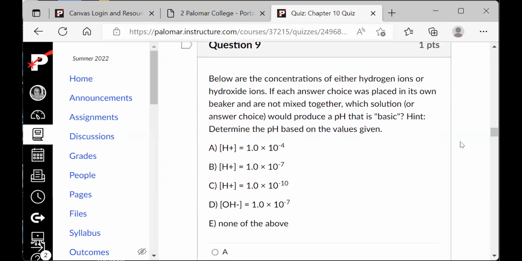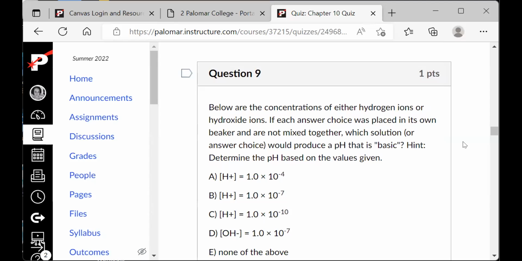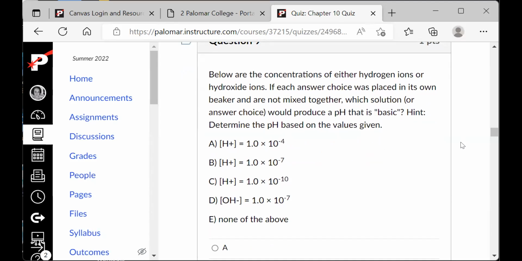So this question in the chapter quiz, question 9? Yes. So here in A, B, and C, you can calculate the pH directly because you have the concentration of protons, meaning hydrogen ion. So the pH of the first one is 4. The pH of the next one is 7. The pH of the next one is 10.